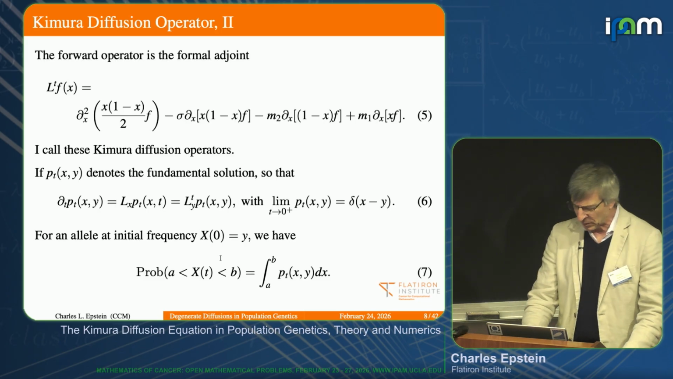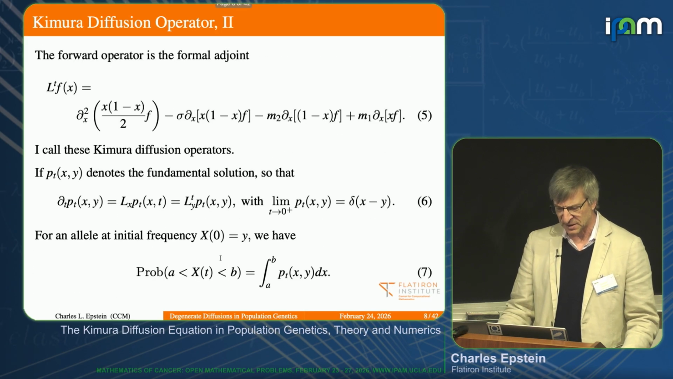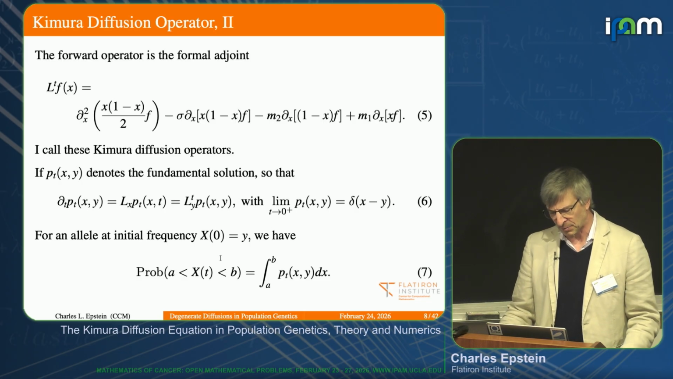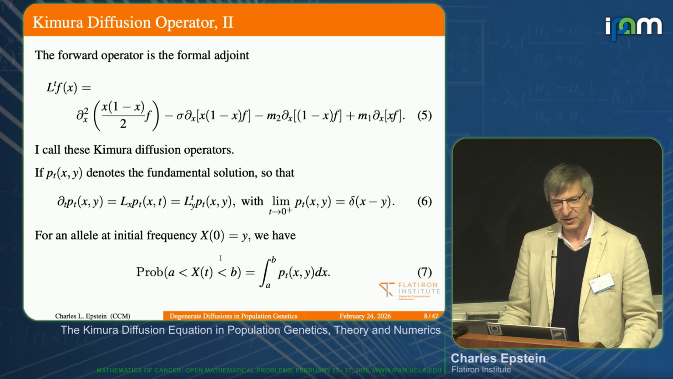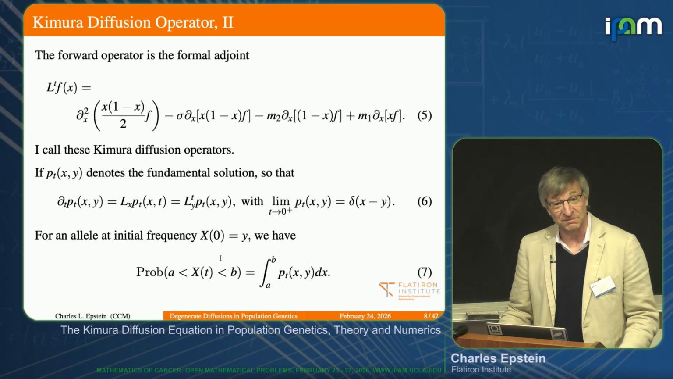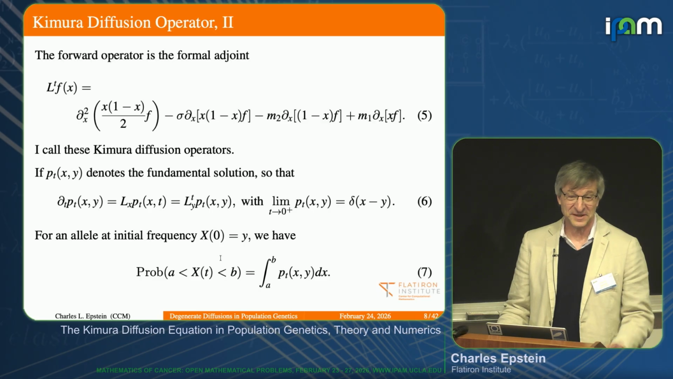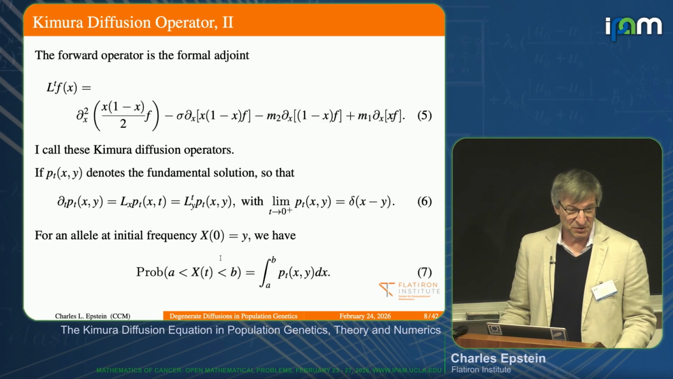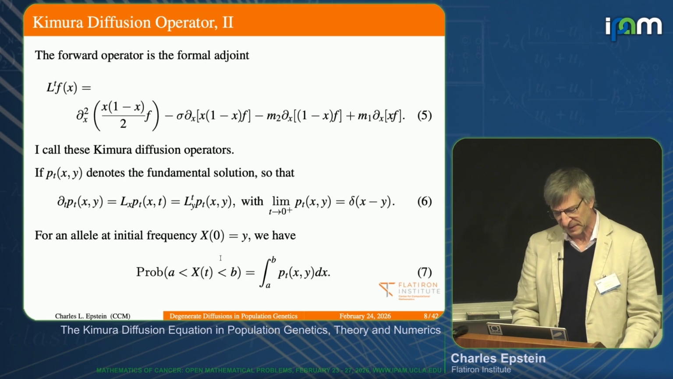Okay, so that was the backward operator. The formal adjoint is the forward operator, and I call these Kimura diffusion operators. Now, as to whether or not Kimura was the first one to write them down, probably they were written down in the 30s. But Kimura was the first one to really use them and spent the 50s and 60s proving an incredible number of things in population genetics using this diffusion approximation.